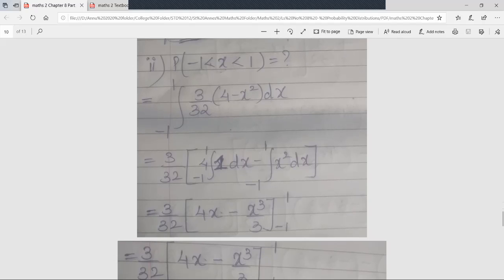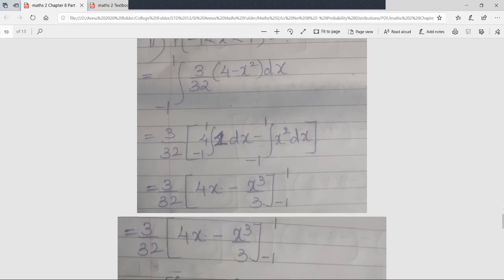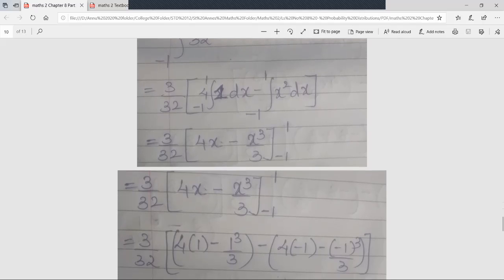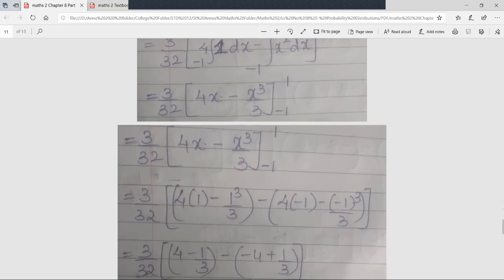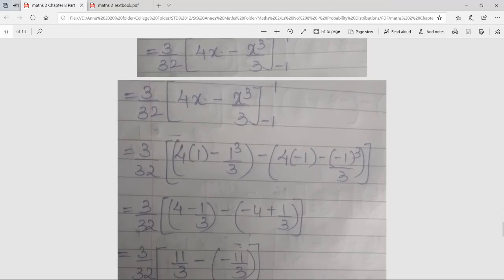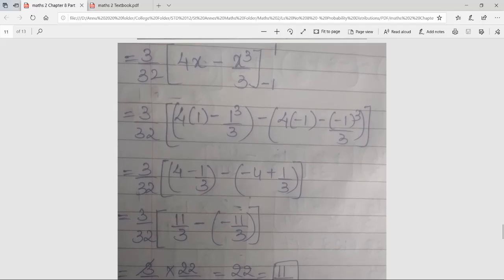Moving on to the second condition, probability minus 1 less than x less than 1. So the same pattern, only the integrals are gonna change like this. Integrals minus 1 to 1, the same procedure. As you can see, 3 upon 32 has been taken outside, in between there is a minus sign, so we have separated both the integrals and we'll be integrating them individually. So you get again 4x minus x cube upon 3, but this time the limits are different. So first we'll substitute 1 and then we will substitute minus 1. So you all can see I have arranged it like this in this particular step.